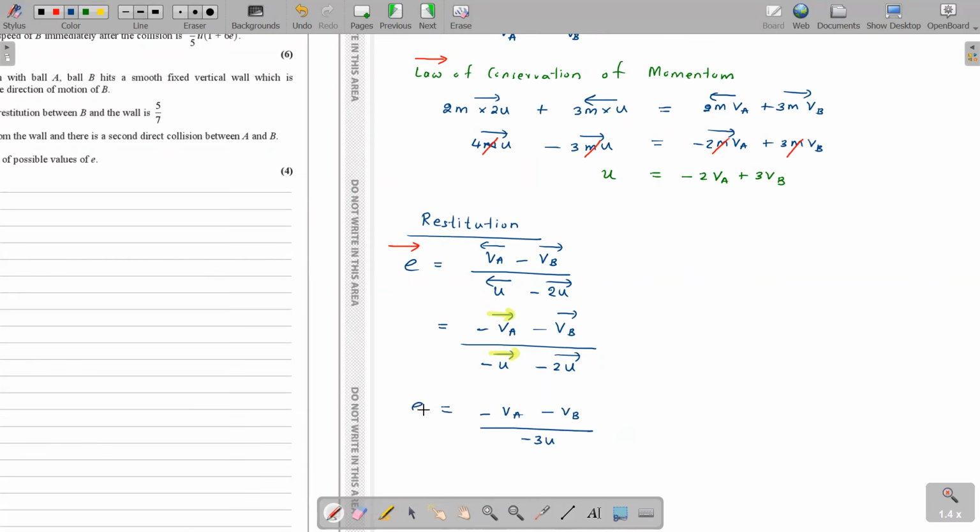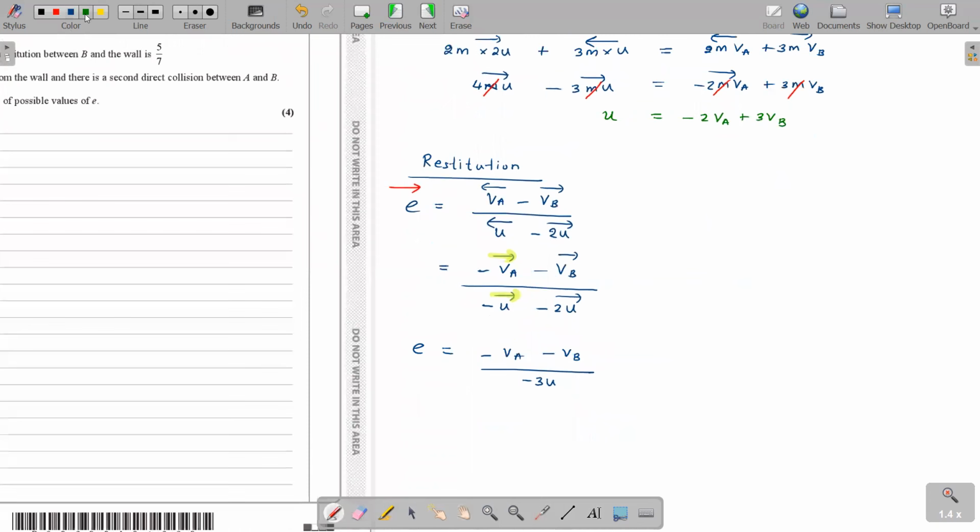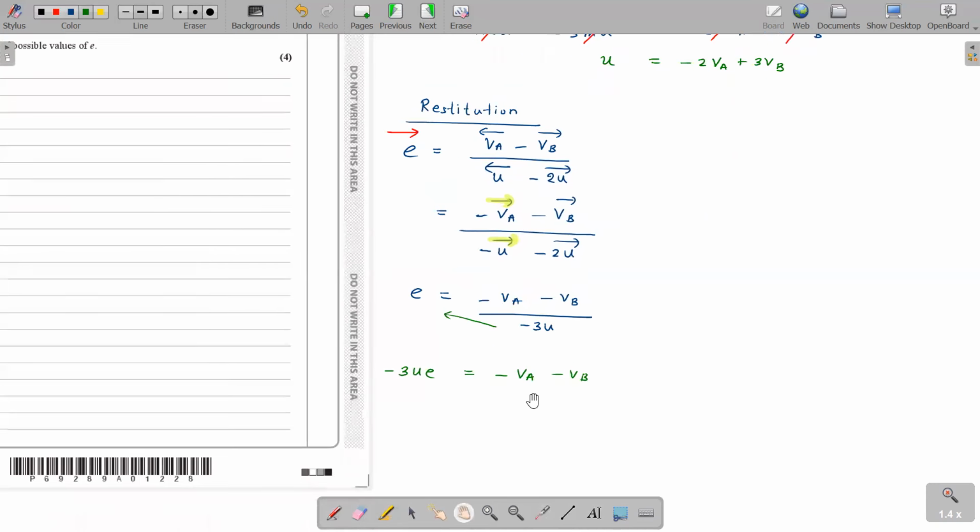Do you agree? And if I take a negative sign now, do you see that I can remove a negative sign from everyone? Or else let's say we have minus 3UE equal minus VA minus VB. I took the minus 3U. You could remove the negative sign at this step itself, or you could take it to the other step. Anything is fine. So I'll remove the negative sign now. 3UE equal VA plus VB. So then I have my two simultaneous equations.